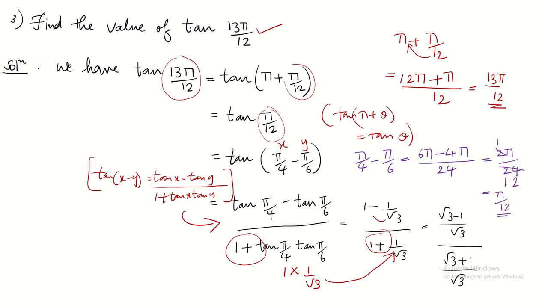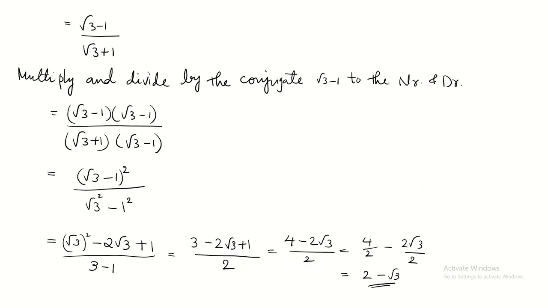Now cross multiplying, what is the answer? 1 into root 3 minus 1, divided by this root 3 whole, divided by 1 into root 3 plus 1, divided by root 3. Now you have root 3 in the numerator as well as the denominator. I have cancelled it. The remaining term you get is root 3 minus 1 divided by root 3 plus 1. So till here I hope it is clear to you all.